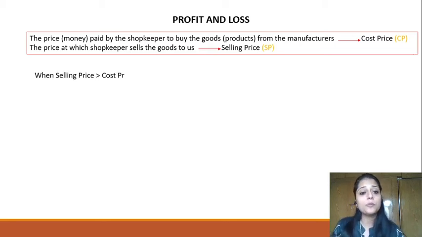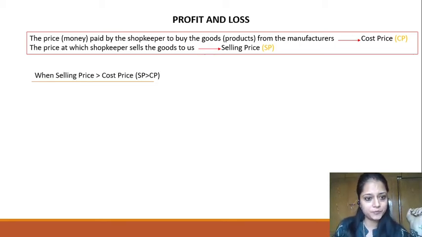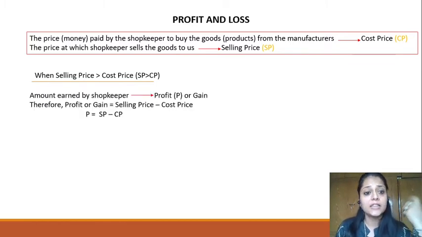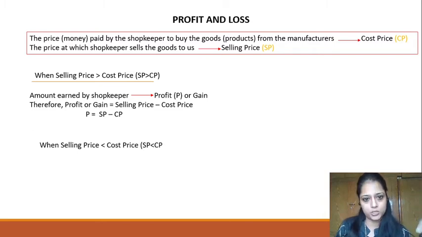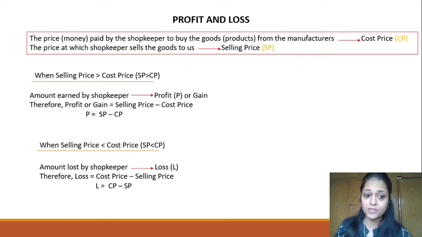Now, when selling price is more than the cost price, the shopkeeper earns a profit. Therefore, profit or the gain is equal to selling price minus cost price. Thus, P is equal to SP minus CP. When selling price is lower than the cost price, then the shopkeeper incurred a loss. Therefore, loss is equal to cost price minus selling price. Thus, L is equal to CP minus SP.